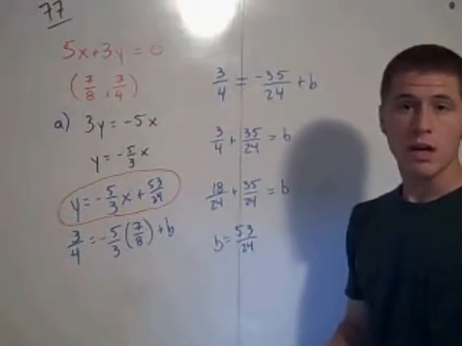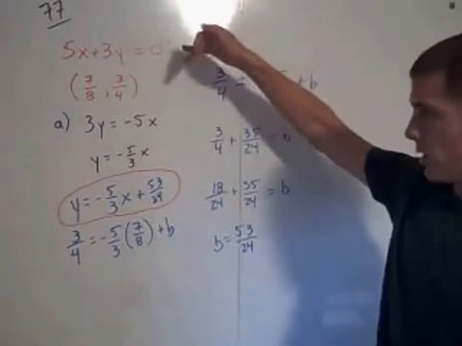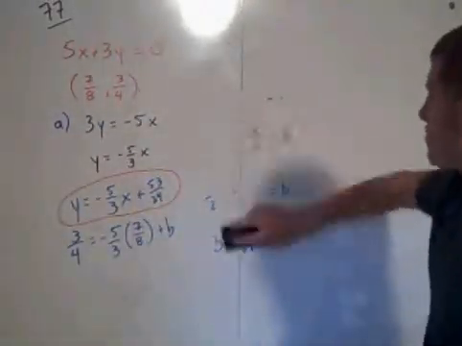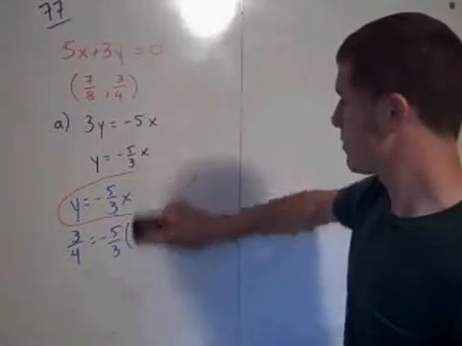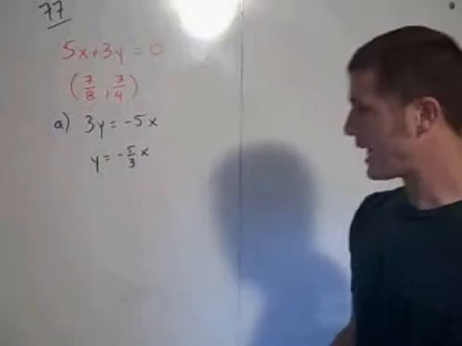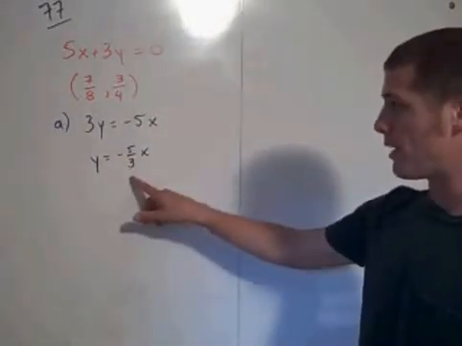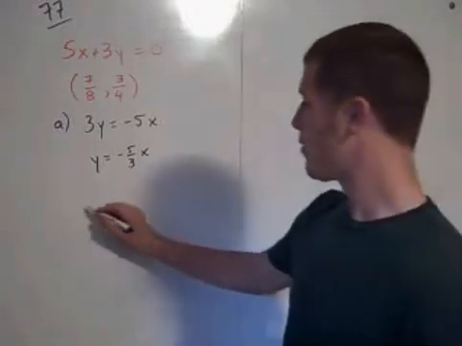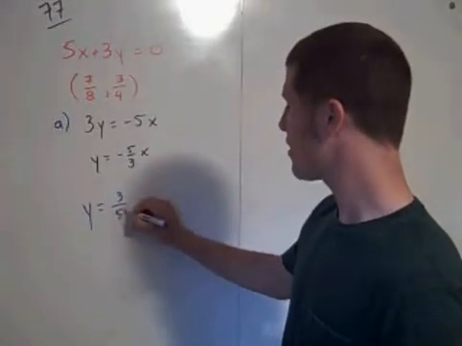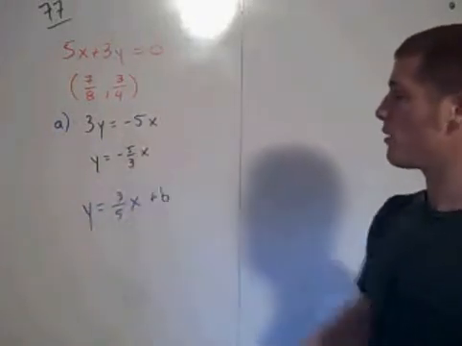Okay, let's work part B. Part B says find an equation of the line through this point perpendicular to this line. So if it has to be perpendicular to that line, that means the slope has to be an opposite reciprocal. Has to be the opposite reciprocal of negative 5/3. That means you have y equal to positive 3/5 x plus b.